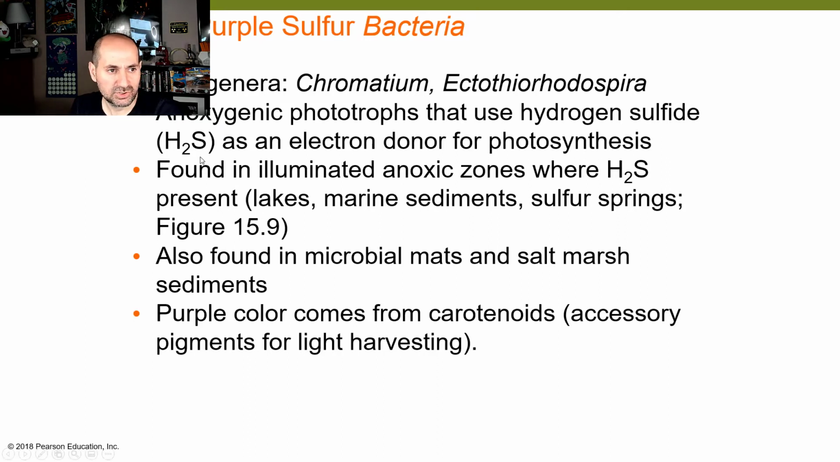What's functionally interesting about the purple sulfur bacteria is that they are anoxygenic, so they don't produce oxygen. They are anoxygenic phototrophs, and they use hydrogen sulfide as an electron donor for photosynthesis. So instead of using water as the electron donor, these creatures use hydrogen sulfide. You could see why they don't produce oxygen, because if you're not using water as the electron donor, you're not going to produce oxygen as a byproduct of photosynthesis.